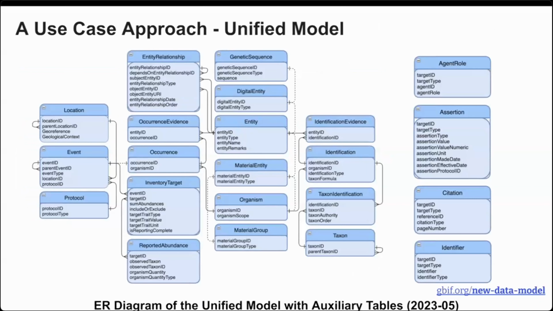One view we use of the unified model is an entity relationship diagram, which allows the model to be readily understood in terms of being implemented as a relational database. This view helps us to explain the structure and to test real data in a database context.